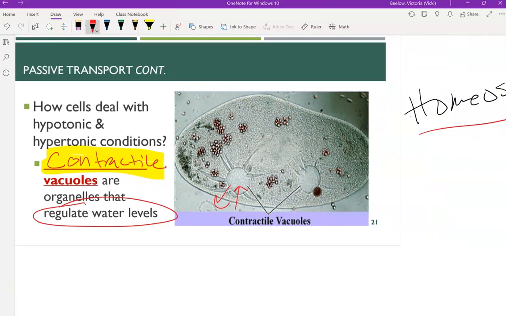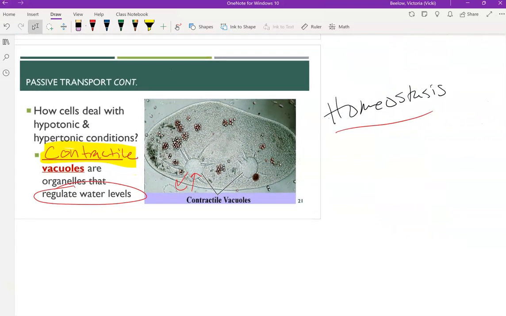So that would be a really great example of response to stimuli and homeostasis. The stimuli being the water conditions, the solute outside of the cell changing, and then the response being homeostasis, maintaining water levels by moving water in and out in response to that change.